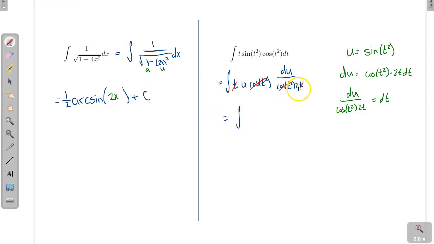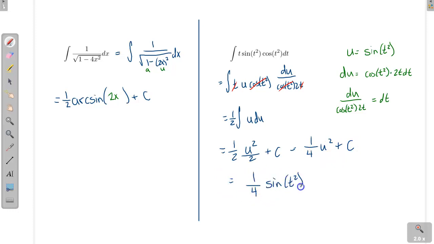This 2 out here, I'm just going to put it at the front. So we have this 1/2. All right, the 2 is on the denominator, so it's going to be 1/2 u du. I would take the antiderivative of u. We add 1 to the exponent and divide by the new exponent. And then we replace u with sine of t squared.